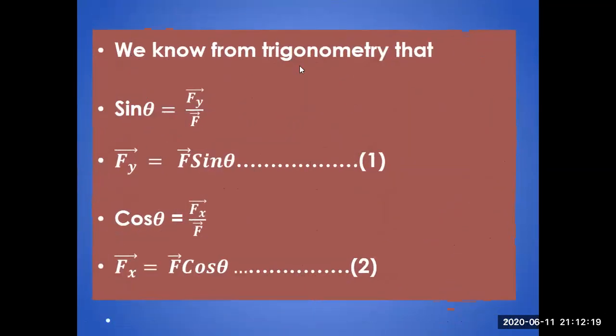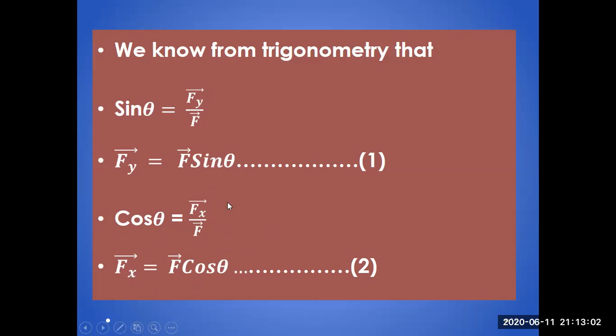Here it is. We know from trigonometry that sine theta is equal to Fy divided by F, perpendicular divided by hypotenuse. So perpendicular is Fy, hypotenuse is F. So Fy, the vertical component of the force, is equal to F sine theta. Now for cosine theta, it is Fx divided by F. Fx is the base and F is the hypotenuse. Base divided by hypotenuse is cosine theta. So the horizontal component Fx is equal to F cos theta.